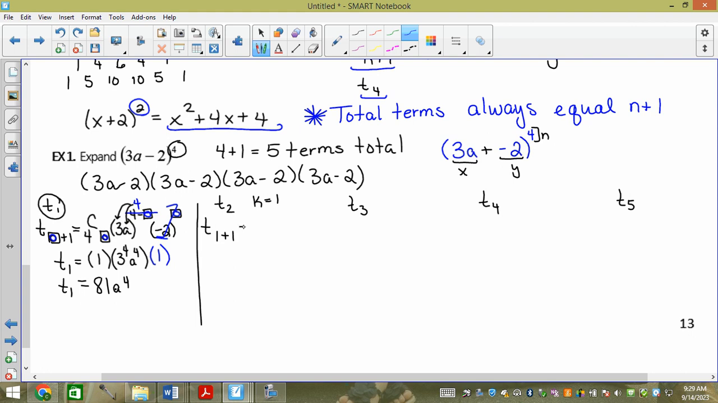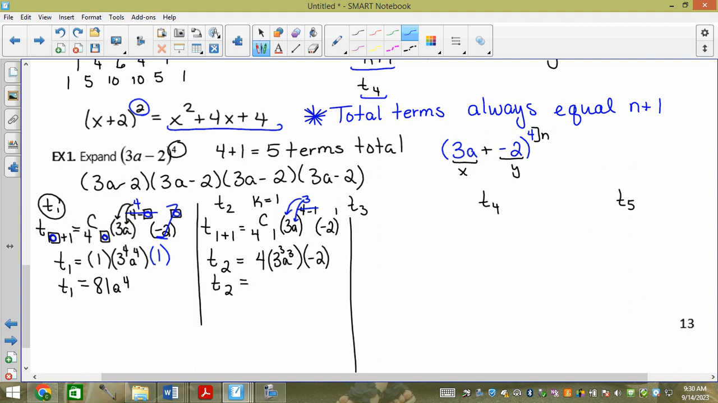So now I'm going to go t2, which is t1 plus 1, because it's k plus 1, equals n, which is 4, c, my k is 1, x is 3a to the 4 minus 1, and then negative 2 to the 1. So I get term 2, because 1 plus 1 is 2. 4c1 is 4. And then this is 4 minus 1, so this becomes a 3. So I have to go 3 cubed, a cubed. And then negative 2 to the 1 is negative 2.